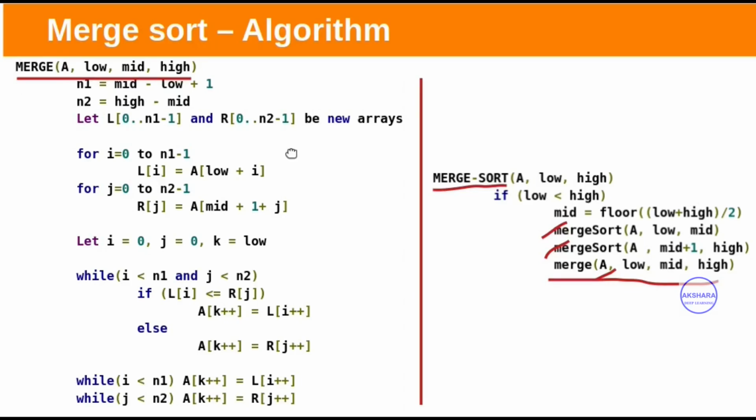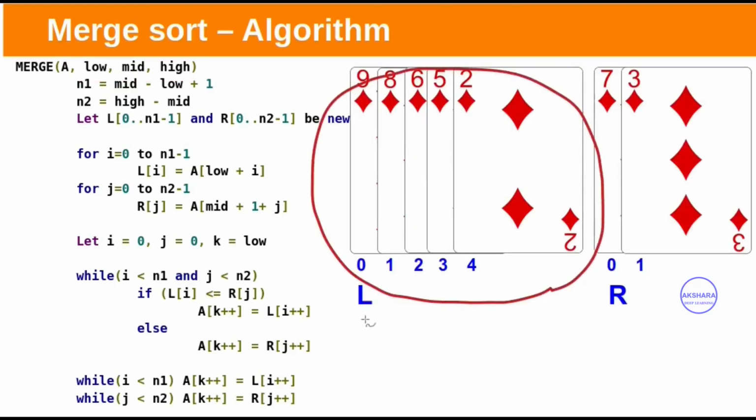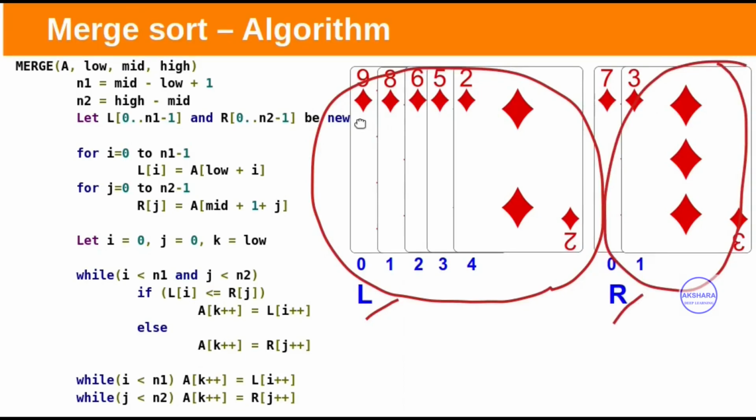To understand this, let's take a simple example. Suppose we have two piles of cards. Let's call this pile left and another pile, this one, right. Here, each of these piles is sorted with the smallest card on top. Here, 2 is also on top. We wish to merge these two piles into a single sorted output pile.